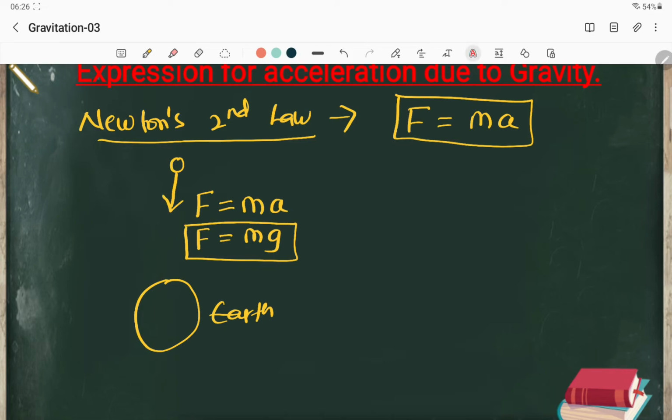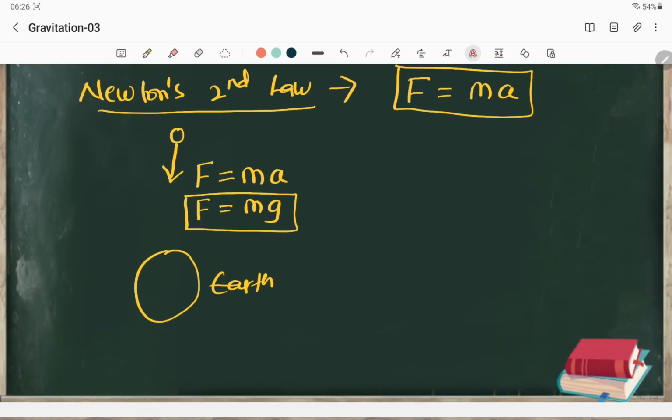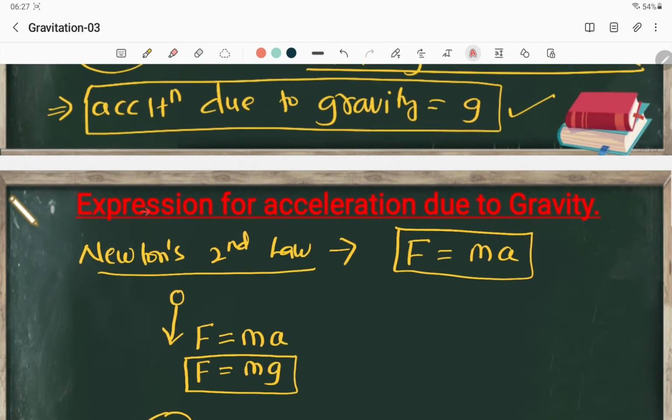Alright, I hope everybody is understanding. This is Newton's second law, F is equal to mass into acceleration. And I told you the symbol for acceleration due to gravity is g. So instead of a, we'll be using g. By using this, we are going to derive the expression for acceleration due to gravity.